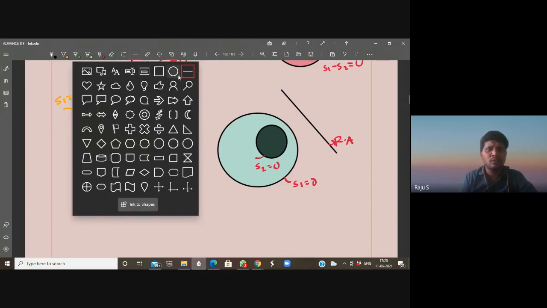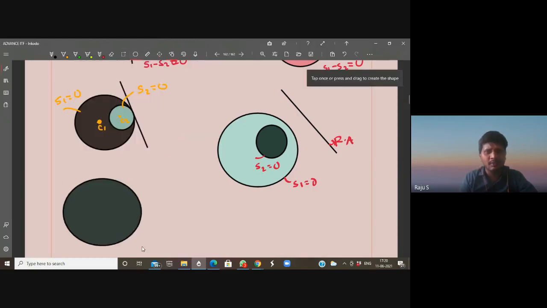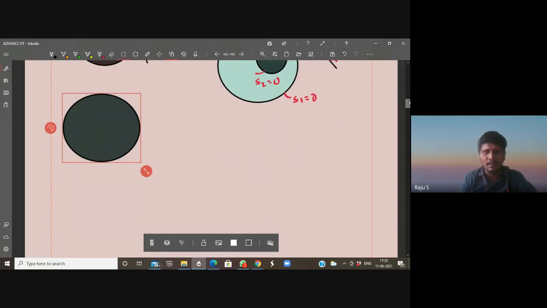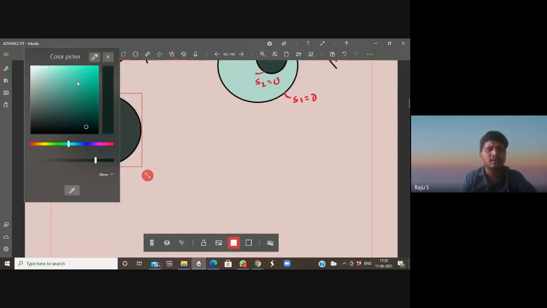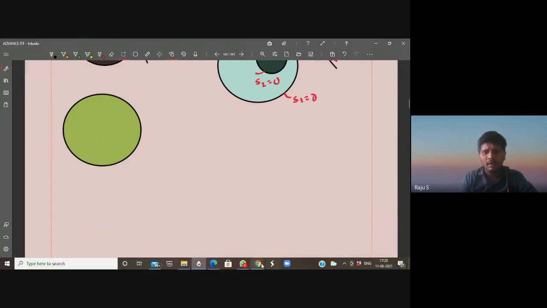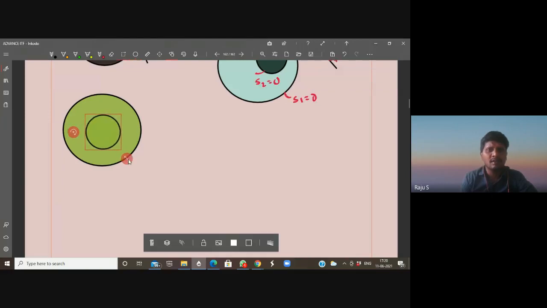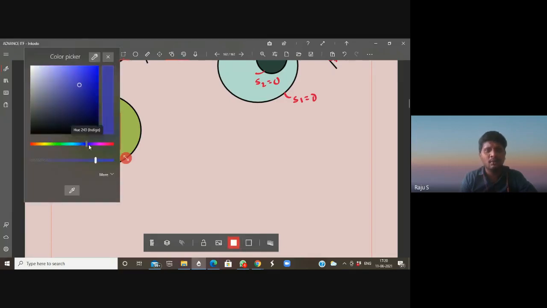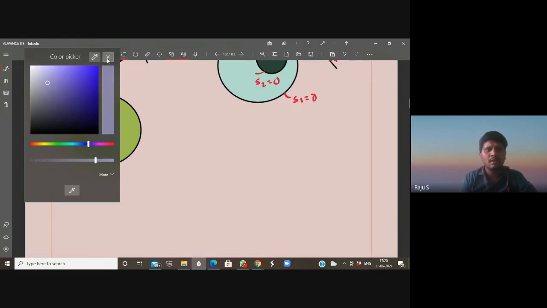Then, for example, the last case: this is one circle. Okay, students, that is clearly one circle. Then I'm going to take another circle. Both will be concentric circles. When the two circles are concentric, then what about in that case? In that case, what to do?